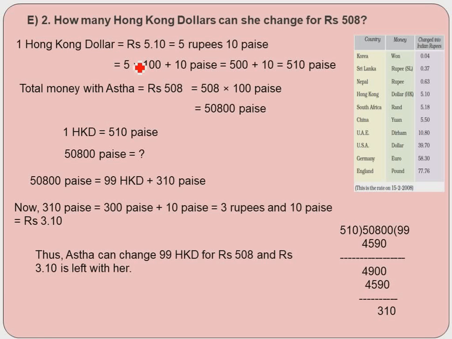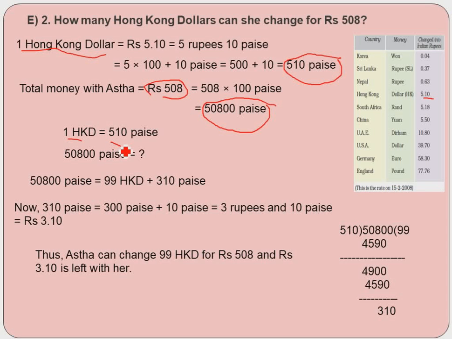I have to convert it into Hong Kong dollars. So first, 1 Hong Kong dollar is how much, as we saw? It is 5 rupees 10 paisa. When I converted the total into paisa, I got 510 paisa. Okay, I got it as 510 paisa. So now for 508 rupees I want, if I convert into paisa, it is 50,800 paisa.